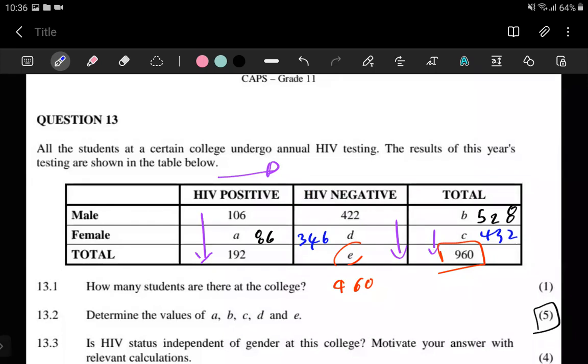768. Let me write it out. Which one is that for? E. 768. Okay, that's fine, it is all good. So you're saying you got 768. Yeah. Okay, and that's how you get all these numbers, A, B, C, and D.